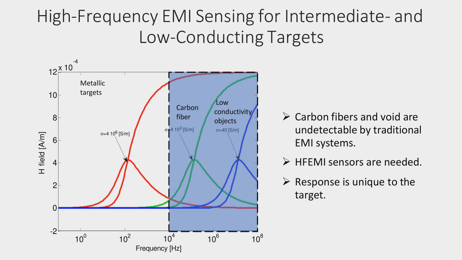To answer this question, we did some modeling studies before building a system, and it turned out that existing technology is indeed not suitable for detecting and, most importantly, for classifying these intermediate targets. If you look at the signal from metallic targets, the electromagnetic induction signal has two parts: one is an in-phase part, and the other is a quadrature part.